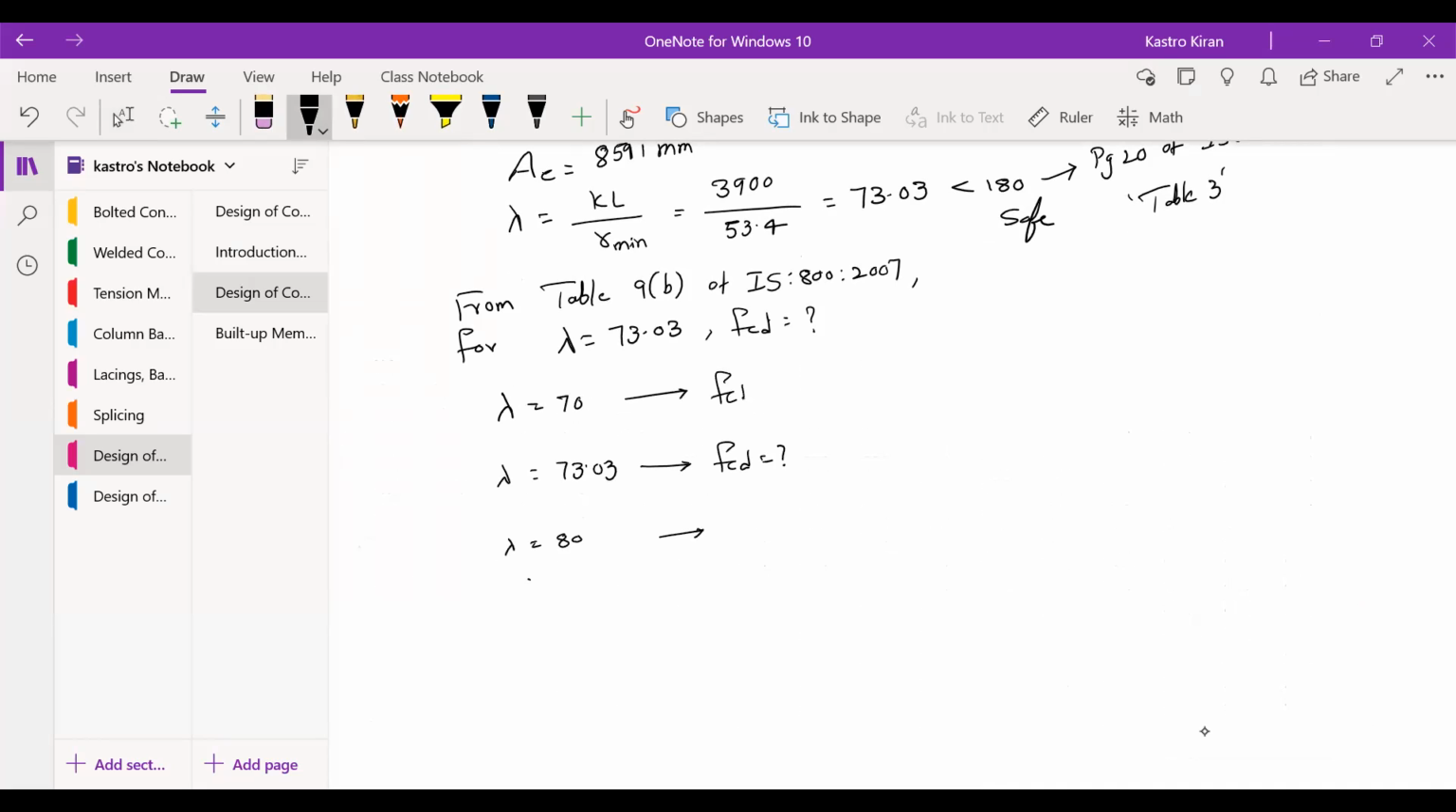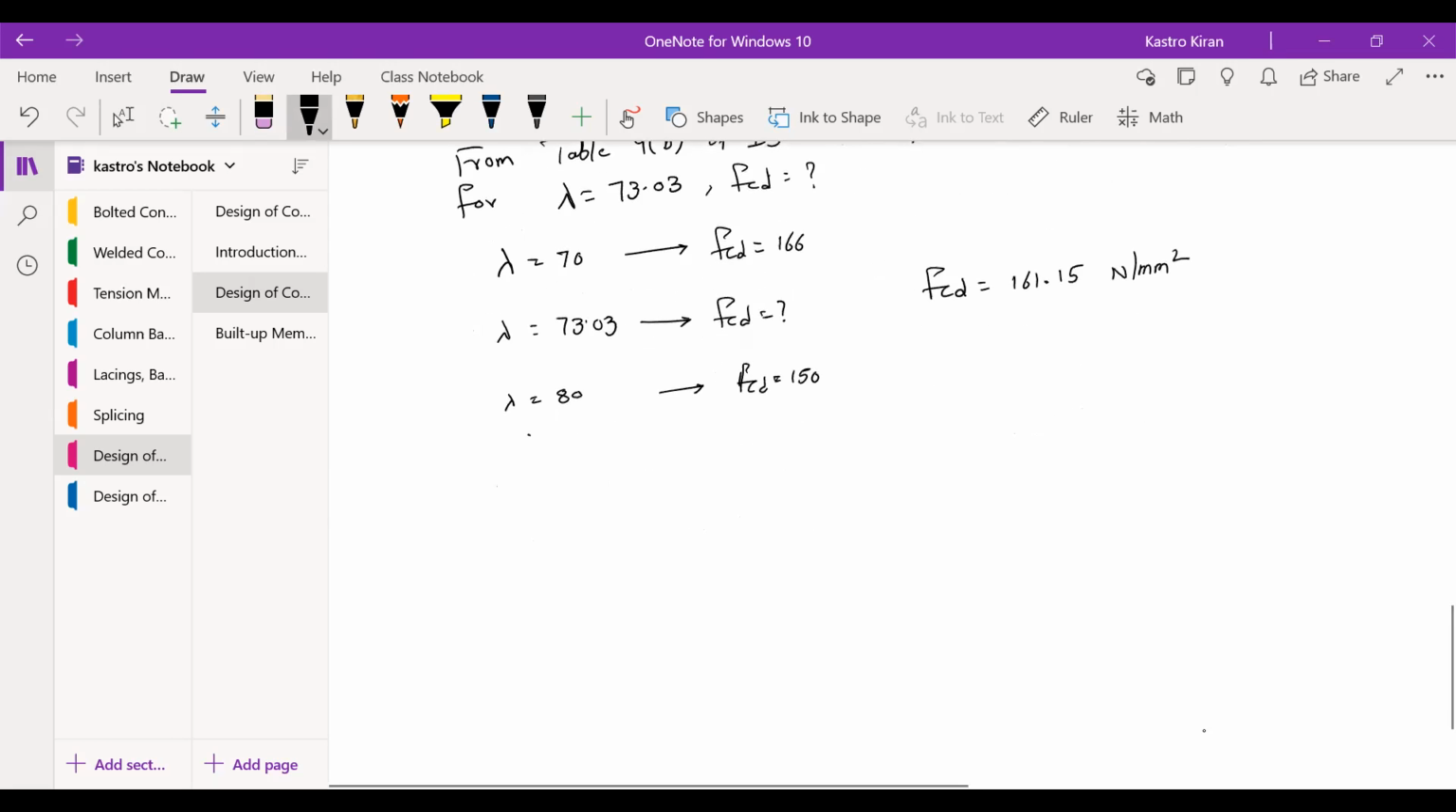So for lambda equals 70, from the table, what is the value of FCD? It is 166. And the value of FCD when lambda equals 80 is 150. Right? Now, if you interpolate these values, you can get the value of FCD as 161.15 newtons per mm square. Always remember the value of FCD is in newtons per mm square. So let's write down that one, that is 161.15 newtons per mm square.